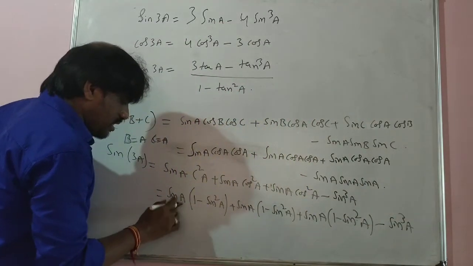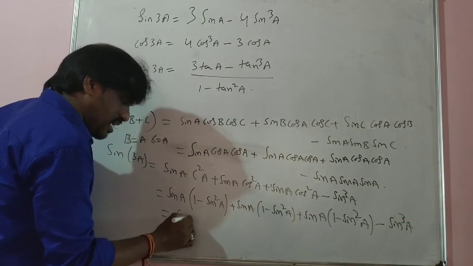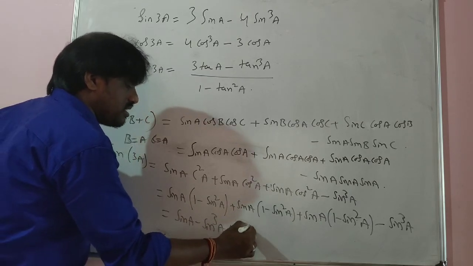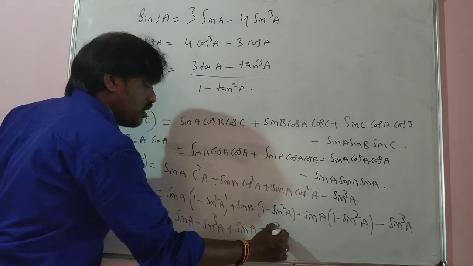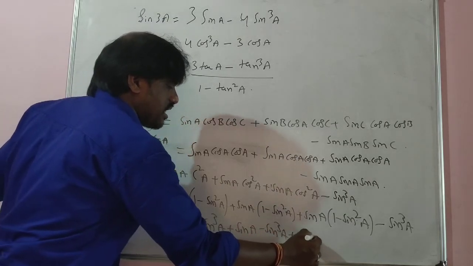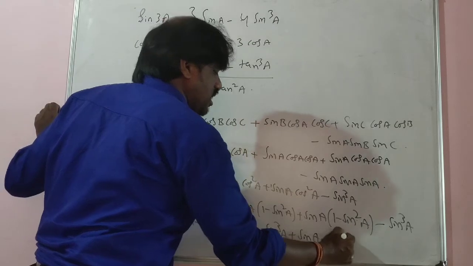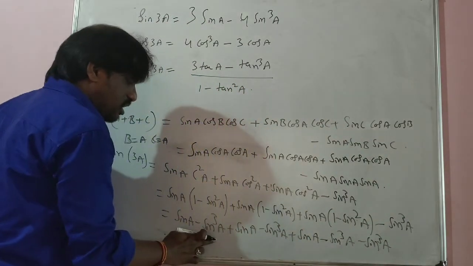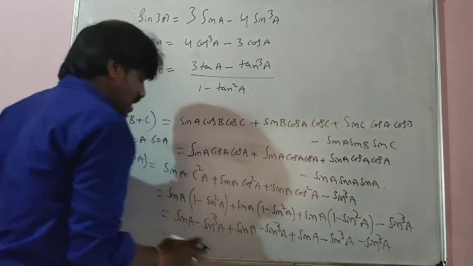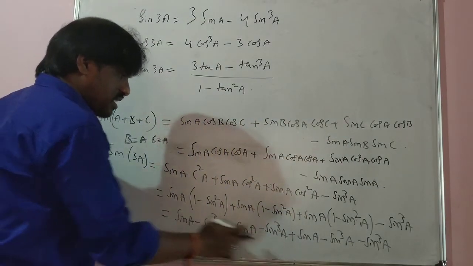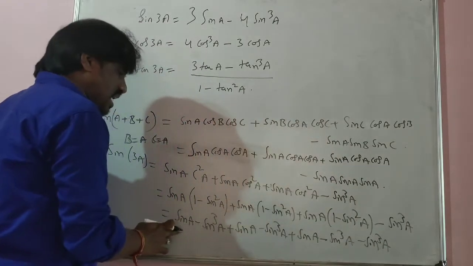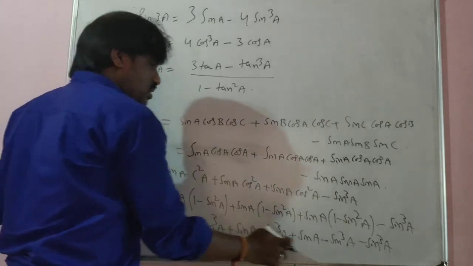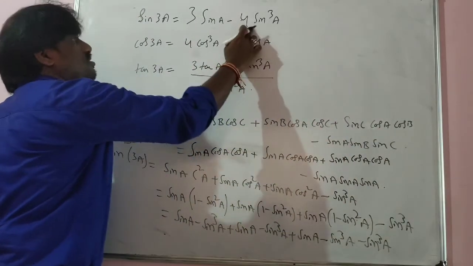So what am I going to get here? Sin a into 1 is sin a minus sin cube a, plus sin a minus sin cube a, plus sin a minus sin cube a, again minus sin cube a. You can see I got sin cube a four times, and sin a three times. Sin a plus sin a plus sin a is 3 sin a, minus 4 sin cube a.